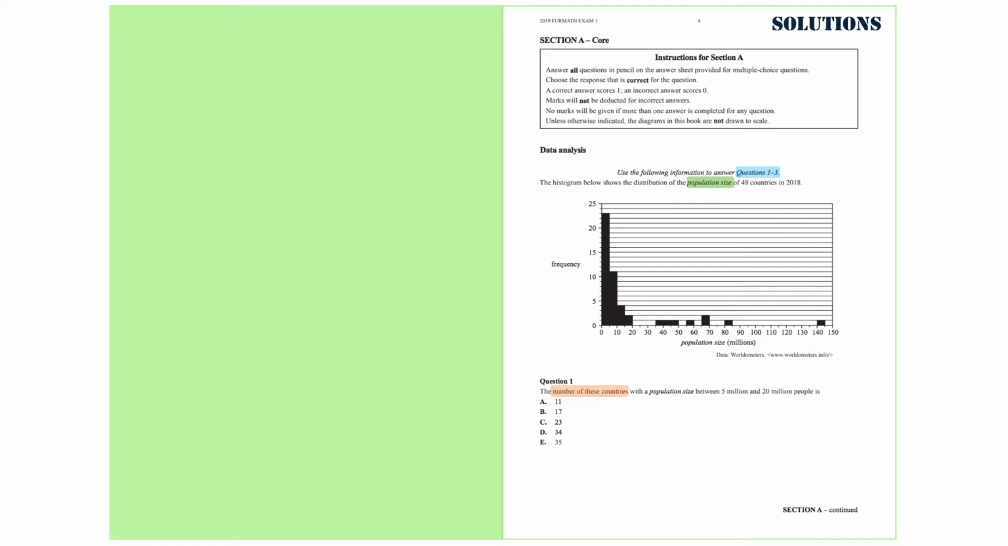In question 1, we are asked to determine the number of these countries with a population size between 5 million and 20 million people. We need the three columns between 5 and 20. The first one represents 11 countries, the second one 4 countries, and the third one 2 countries. So 11 plus 4 plus 2 equals 17. So the answer we are after is option B, 17. From the 2019 VCE examination report, 92% of students had the correct option.